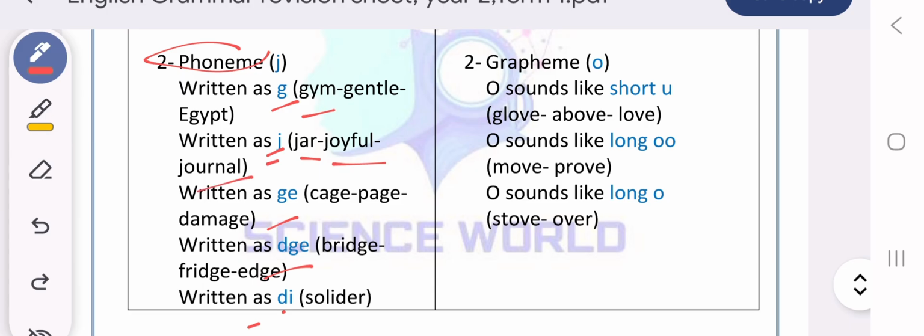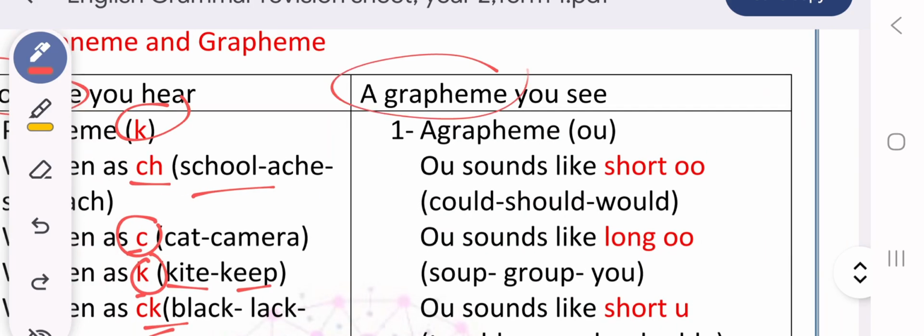It can be written as GE, like cage, page, damage. It can be written as DGE, like bridge, fridge, edge. It can be written as DI, like soldier. All of them are j, but they are not written as J. They are different letters because this is phoneme. Now, grapheme. Graph means letters.